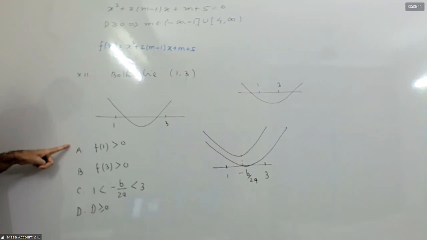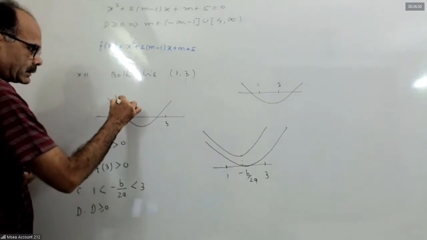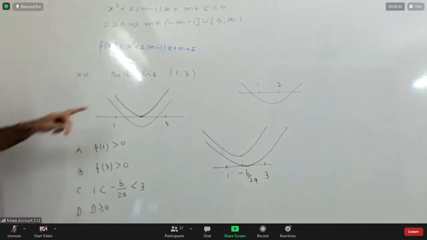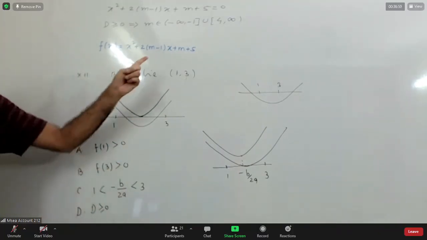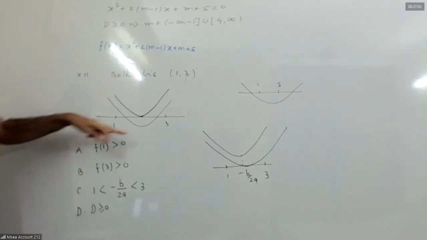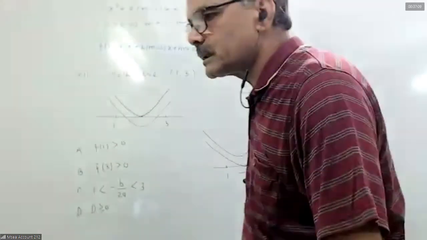So under these four cases, the only possibility of the graph is this. One is this, the other is this. Except these two possible graphs, there is no other graph of this function, if you impose these four conditions. So find the values of m and take the intersection.